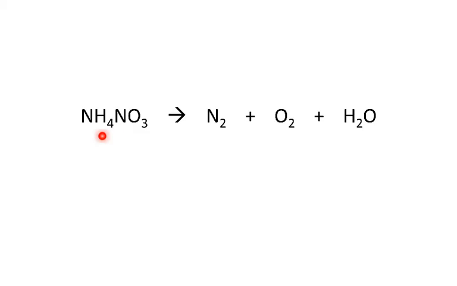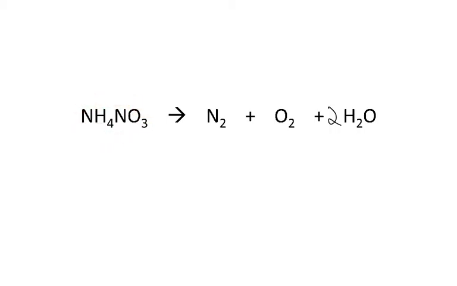So I have 4 hydrogens on the reactant side. I've got 2 hydrogens on the product side. So in order to balance those, I need to put a 2 in front of the water. So now I have 2 times 2, I've got 4 hydrogens on the product side. If I do oxygen next, I have 3 oxygens on the reactant side.